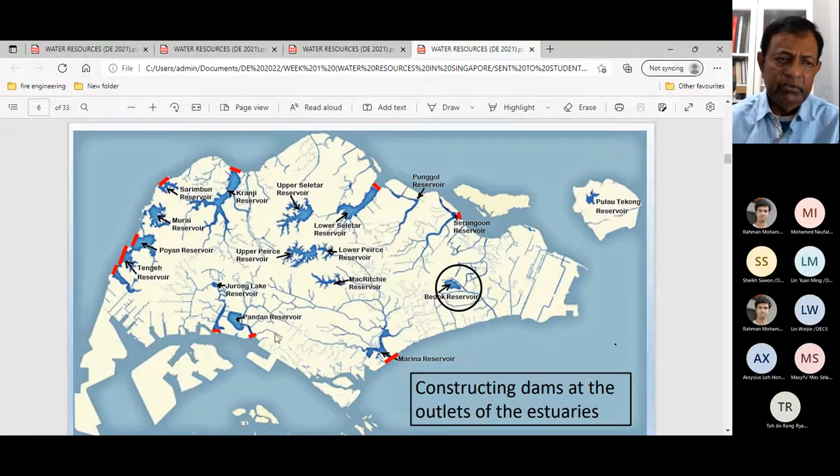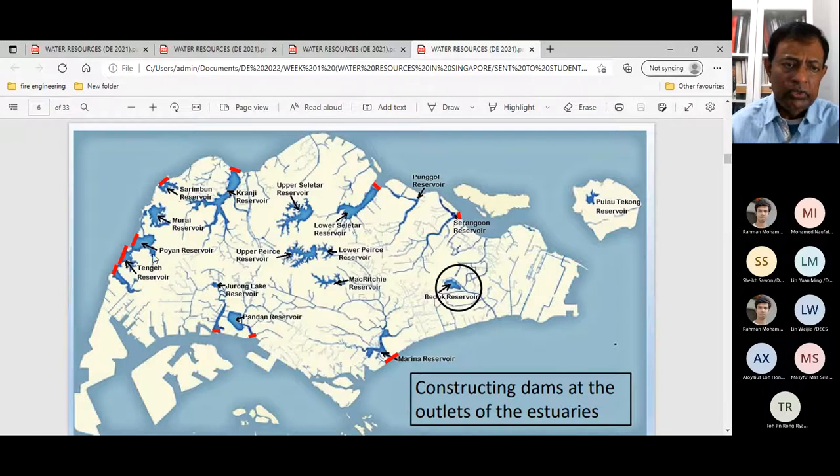So what they did was they built the dams, in other words, the bund. Most of the bunds are rock fill dams, so they are all constructed here, and the rainwater is collected within the reservoir, and it is the source from which the water is being treated for drinking purposes. But Bedok Reservoir is a different story because it is the only reservoir in Singapore which was man-made. It is not a natural reservoir, it was man-made. And I will explain to you how this reservoir came into existence. So when you construct dams and collect this water, there are certain problems that you may encounter. We will look into that as well.